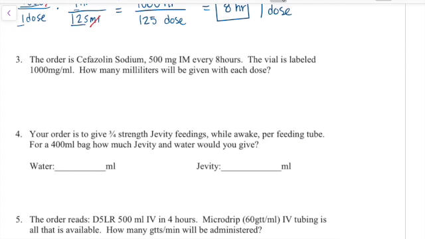Number 3, the order is cefazolin sodium 500 milligrams IM every 8 hours. The vial is labeled 1,000 milligrams per ml. How many milliliters will be given with each dose? So our answer is going to be in milliliters. The order is 500 milligrams per each dose.